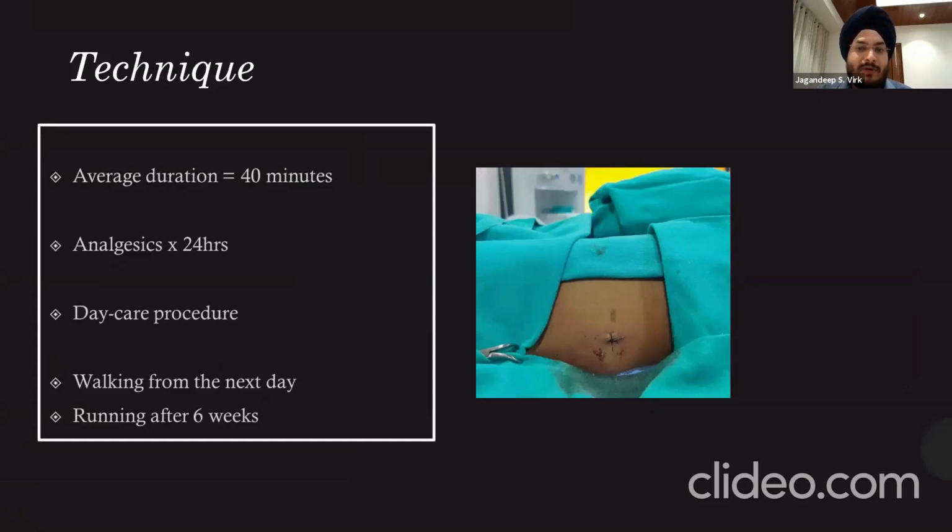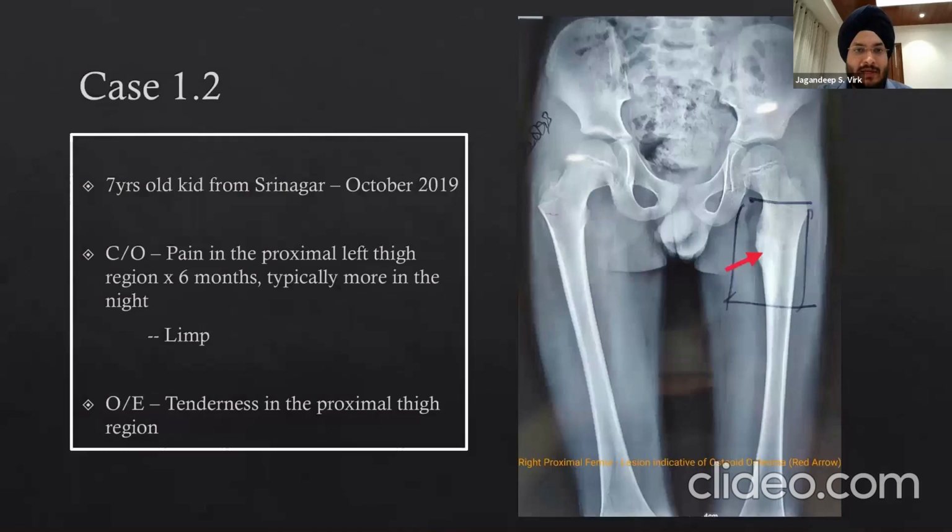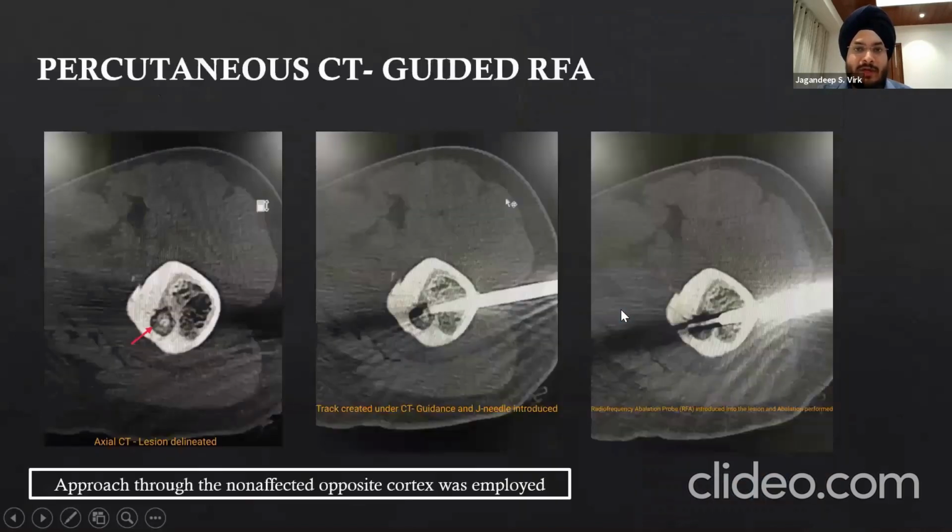Analgesics are continued for around 24 to 48 hours. In case of older children, it can be done as a daycare procedure. Walking is allowed from the next day and running after 6 weeks. So, another case: osteoid osteoma in a similar location, this time in a 7-year-old boy.